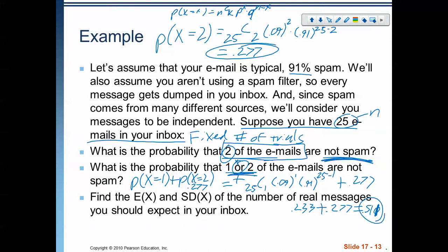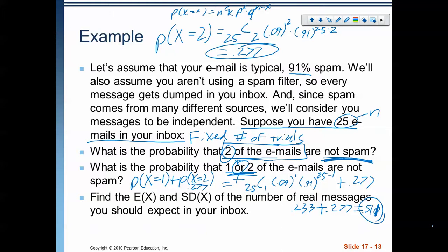So to find the probability of 1 or 2 of the emails, we needed to figure out the probability of 2 emails and add that to the probability of 1 email. Well, we figured out 2 already. That's what we did in the previous problem. So no need to do it again. And then we found P of 1. We added those two things together.